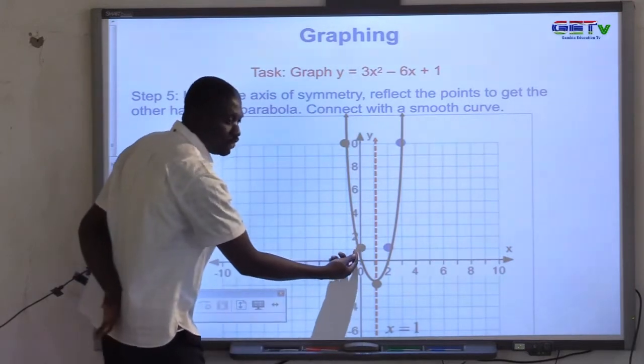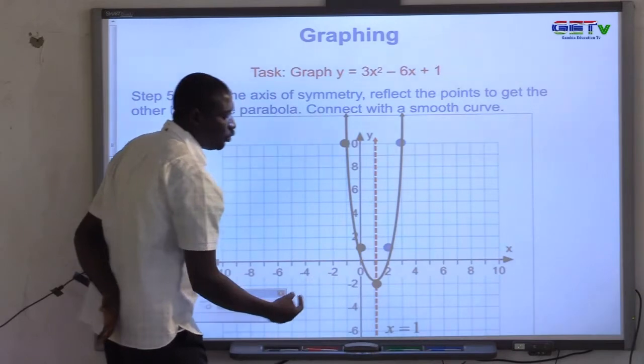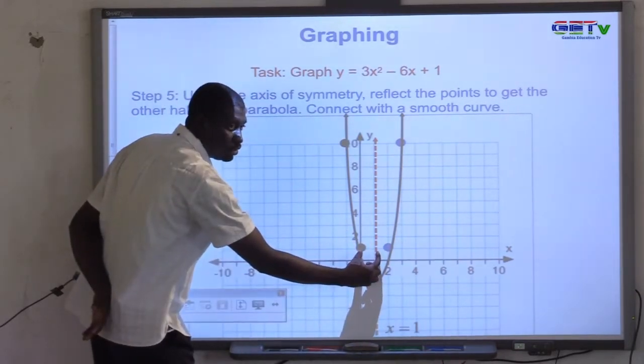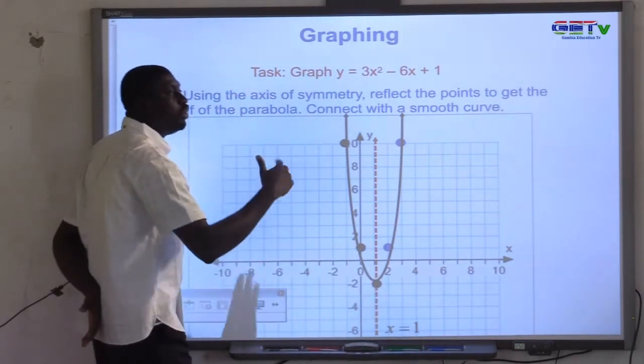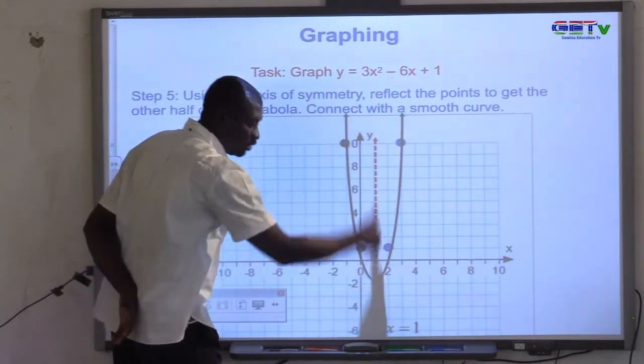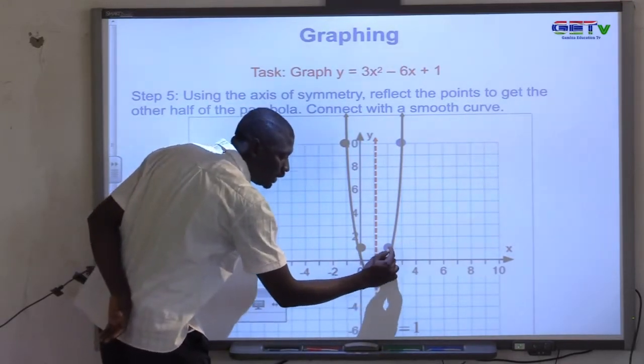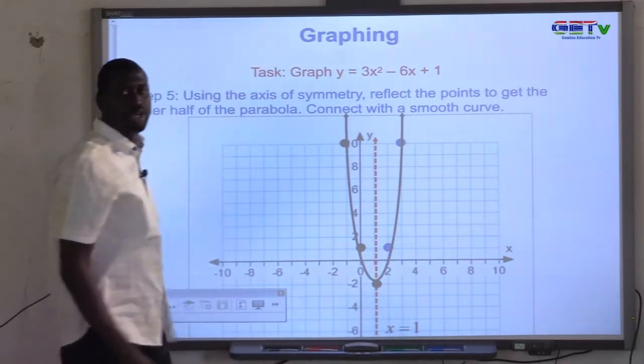Look at this point that we have here. That is the y-intercept. From the y-intercept to the line of symmetry, we have only 1 unit there. We are going to reflect on the other side of the line of symmetry. So from here to this point is 1 unit. We're going to do the same thing here and then mark this point, value there.